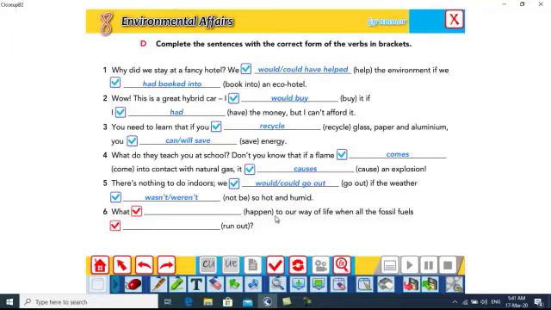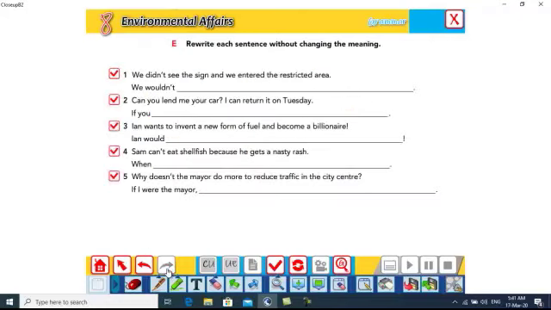What (happen) to our way of life when all the fossil fuels (run out)? This is a probable situation in the future, and we need to use the first conditional. What will happen to our way of life when all the fossil fuels run out? This is a probable situation that can happen in the future, and for this we need to use the first conditional.